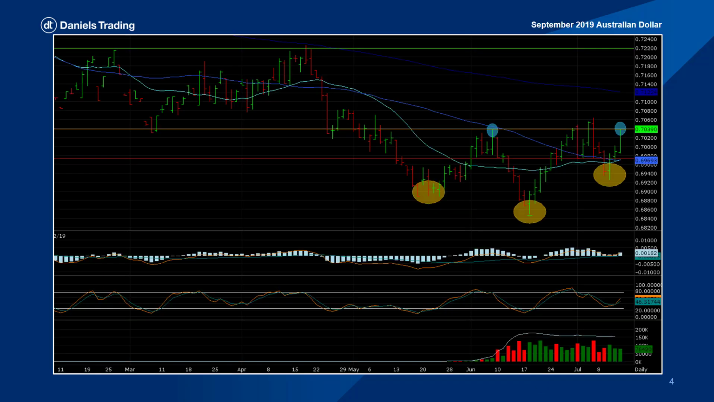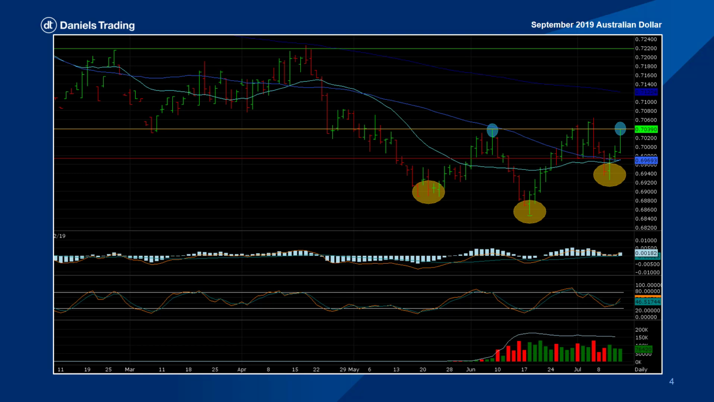Let's take a look at our first market here. This is the September 2019 Australian dollar, and there actually was an email sent out Friday afternoon, the 12th, with a specific trade recommendation. I just want to break it down in this video so you can get a closer look. What we have here is an inverted head and shoulders formation. Here's the head, left shoulder, right shoulder. Picture someone standing upside down. So there's your inverted head and shoulders.